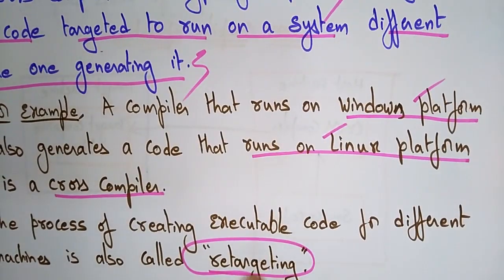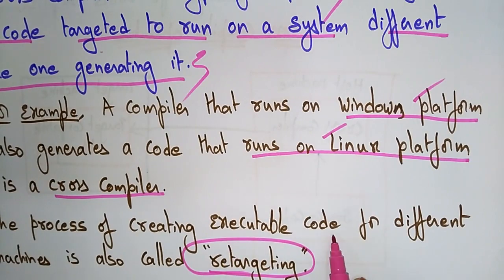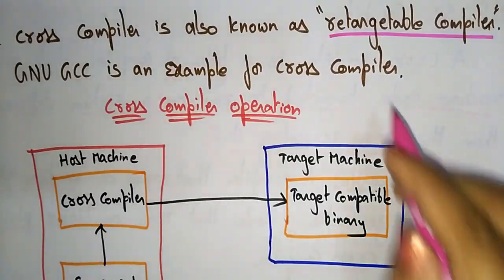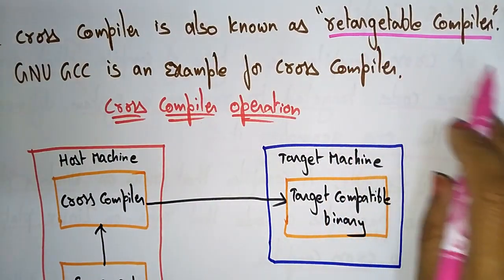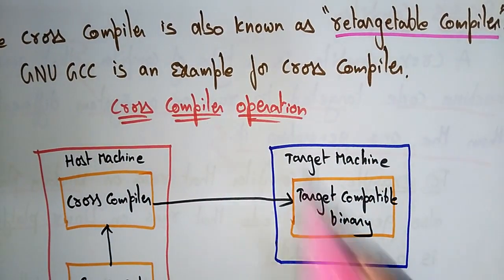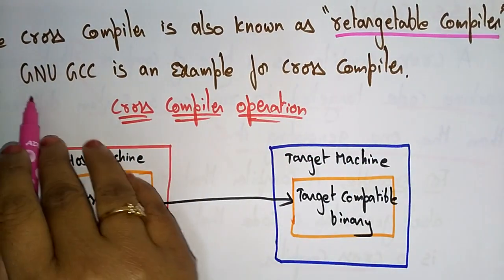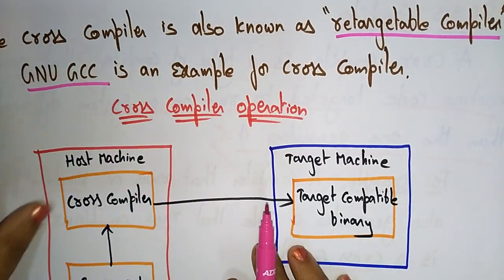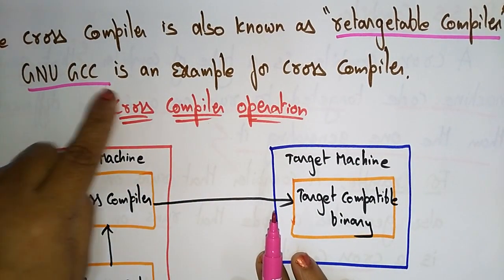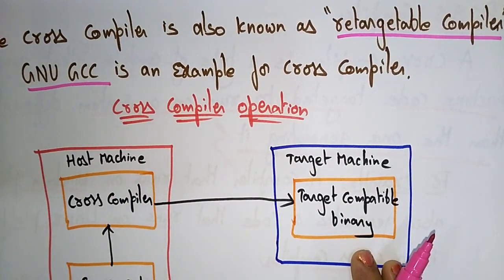Why are we saying it is a retargetable compiler? Because of the process of creating executable code for different machines. So that's why we call it a retargetable compiler. The example for the cross compiler is GNU GCC. The GNU GCC compiler is an example of a cross compiler.